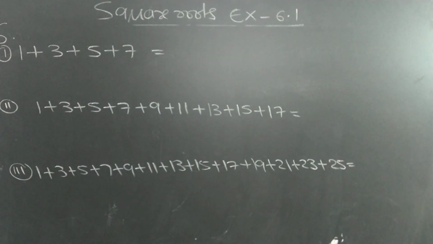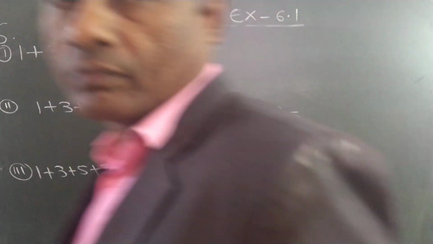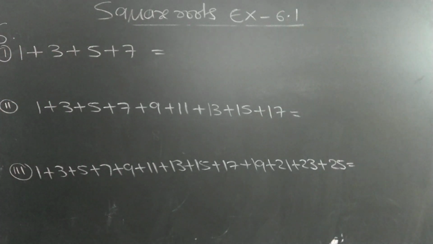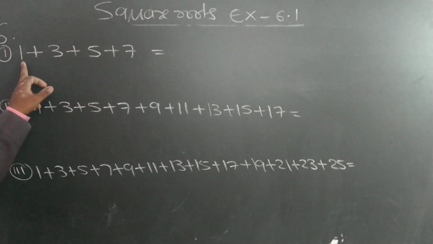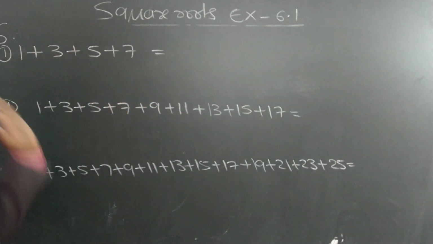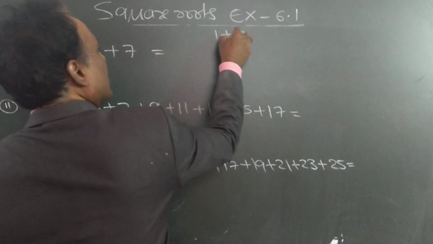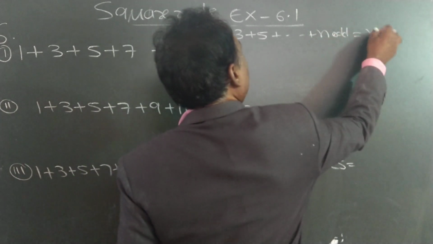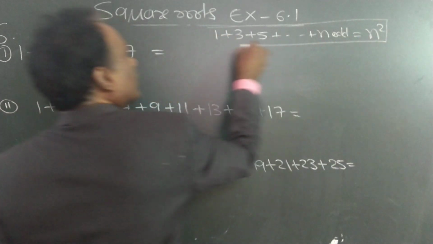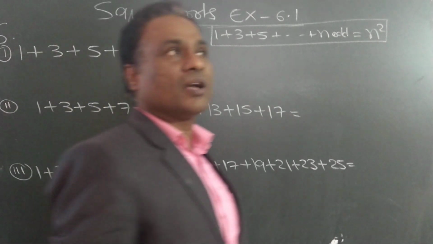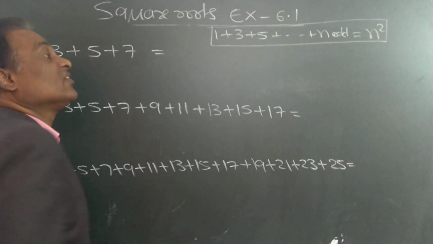See here, students. 1 plus 3 plus 5 plus 7, what is the answer? Observe these numbers. 1 is the first odd number, then the second odd number, the next odd number. If all are odd numbers starting from 1, I gave the formula in the previous class: 1 plus 3 plus 5 and so on up to n odd numbers is equal to n square. That is the formula.